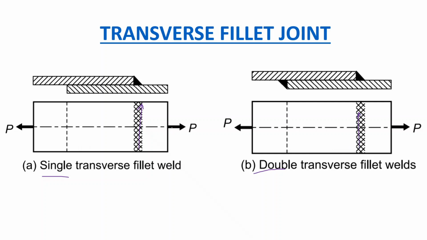Now, when the applied load on the structure is perpendicular to the direction of the weld, in both the cases you can see that the applied load on the structure is perpendicular to the direction of the weld. This type of weld is known as transverse fillet weld. This type of joint is known as transverse fillet weld.